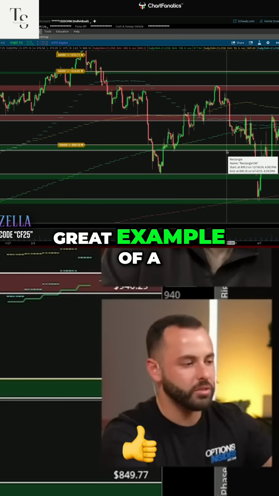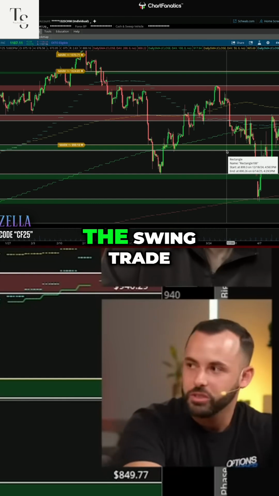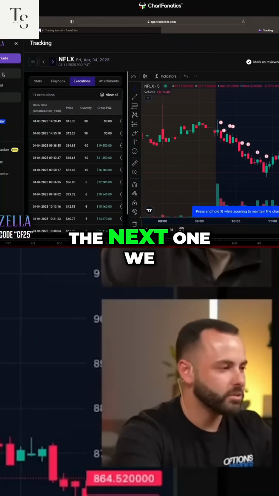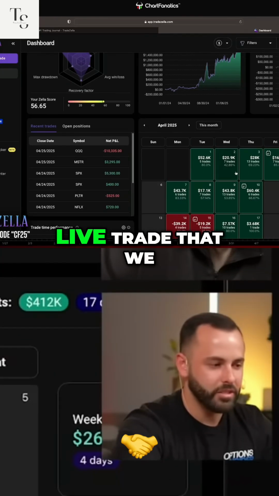So that was a great example of a longer term trade, a longer term swing trade break and retest. Yeah, quite nice. The next one we can go into, I actually have a live trade that we can share.